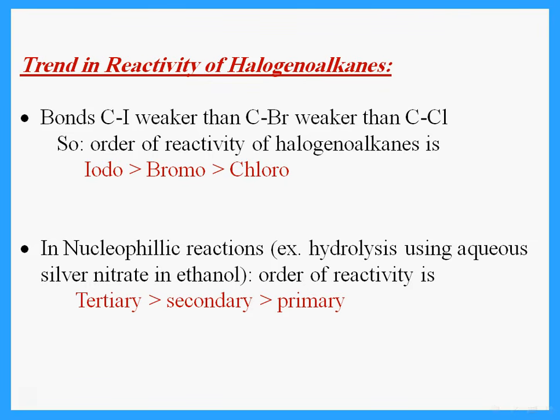Now, what is the reactivity of halogenoalkanes? Remember that we said the C-I bond is weaker than the C-Br bond, and the C-Br bond will break more easily than the C-Cl bond, and that means the iodo compound is more likely to react faster than the bromo, faster than the chloro. Now, if we're talking about which type of halogenoalkane, remember that in nucleophilic reactions, the order of reactivity is the tertiary will react faster than the secondary, faster than the primary.